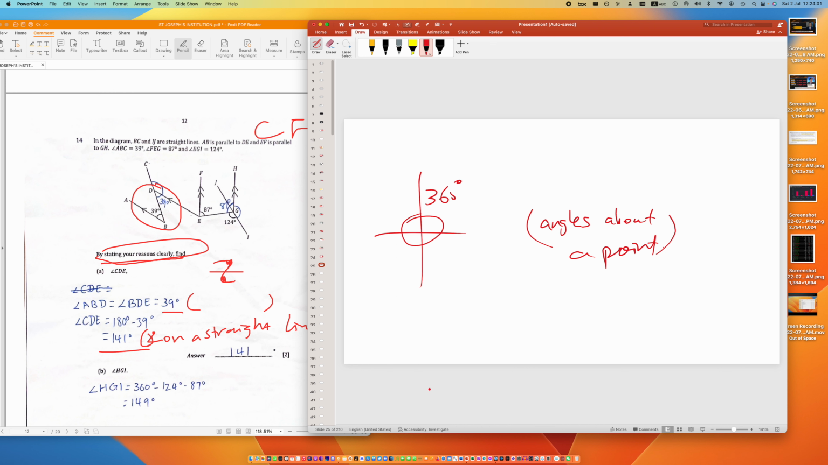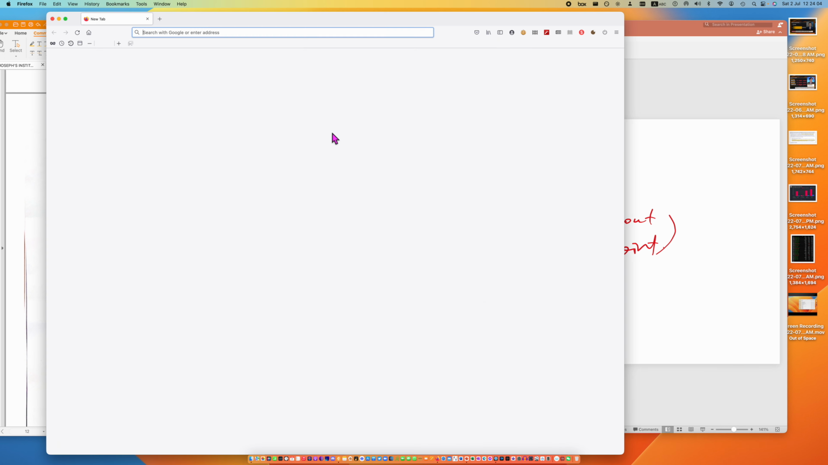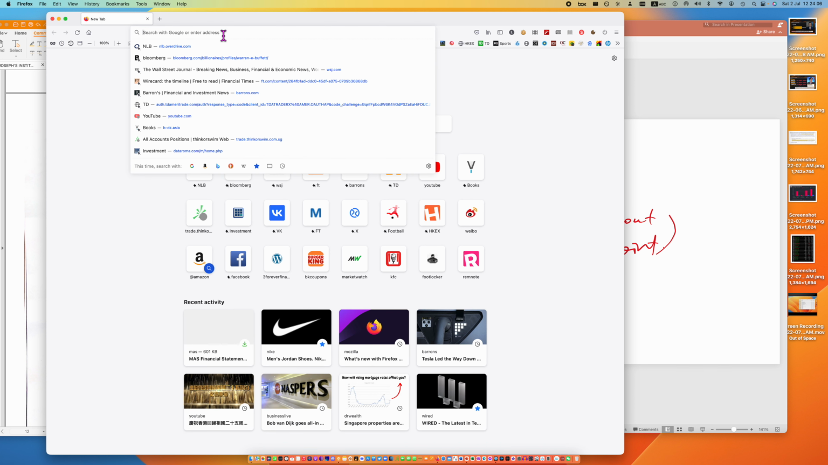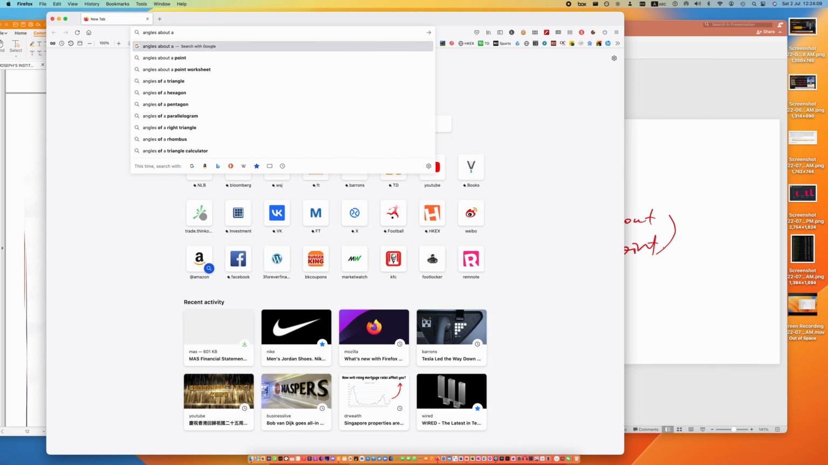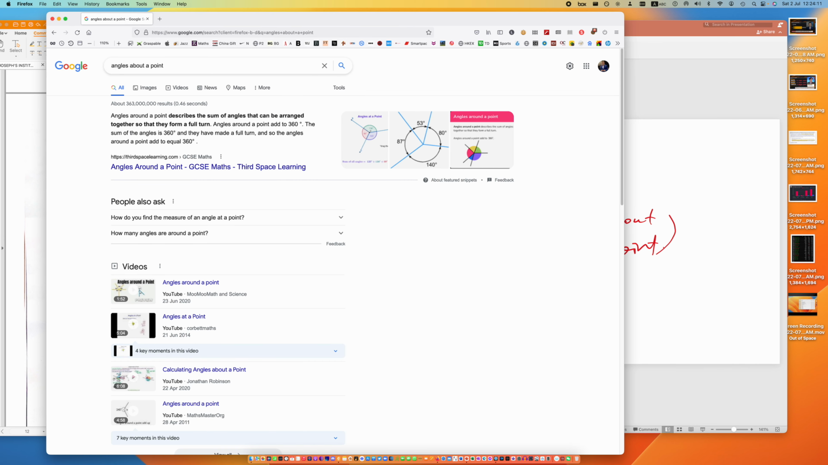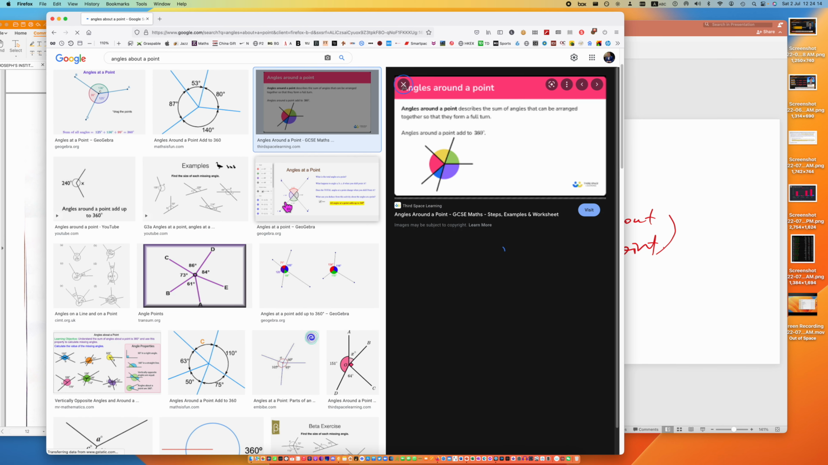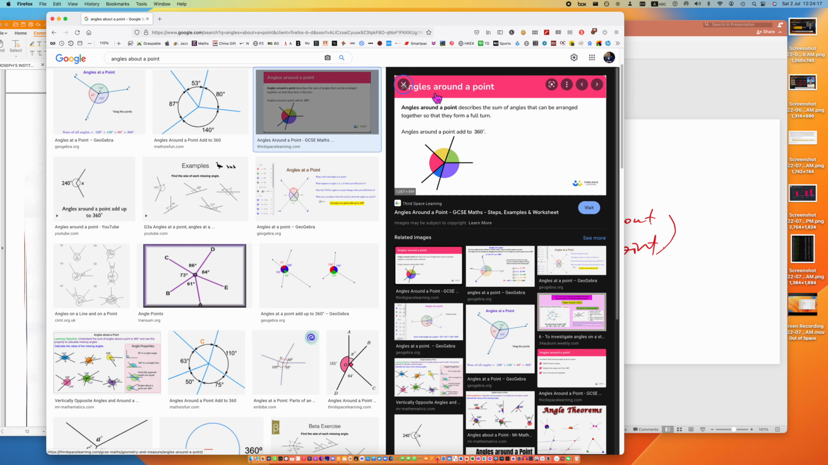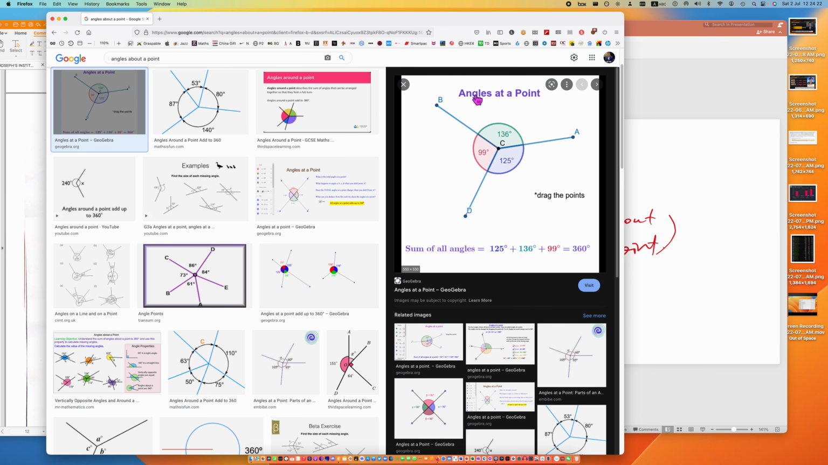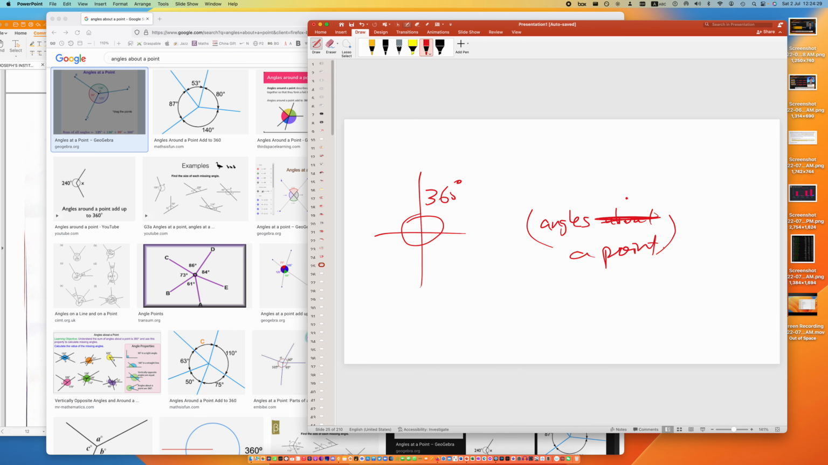Let me double check, because I seldom teach angles these days. Yeah, angles about a point here. Can you see? Angles around a point, or angles at a point. So you use the 360. Okay, so angles at a point. Please write this down as well. So go back and memorize all the reasons. You are expected to write the reasons from now on.